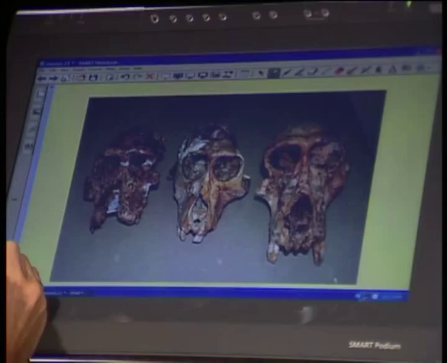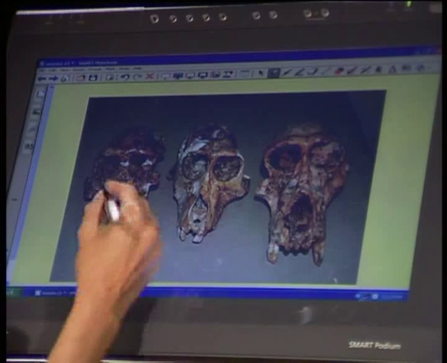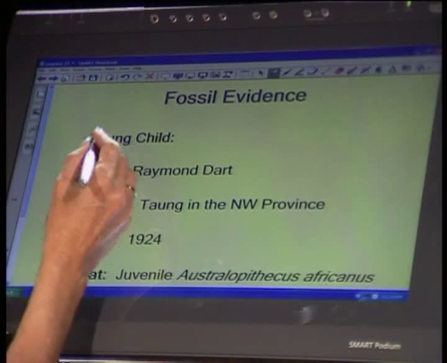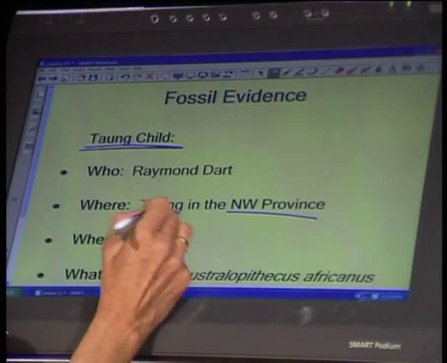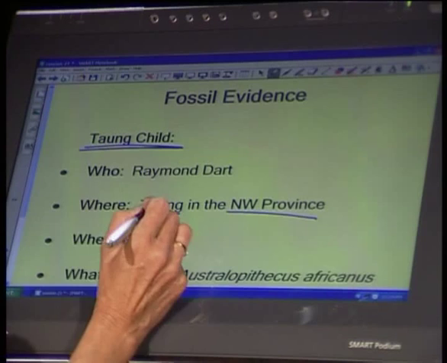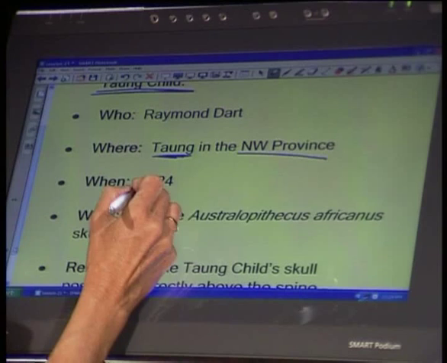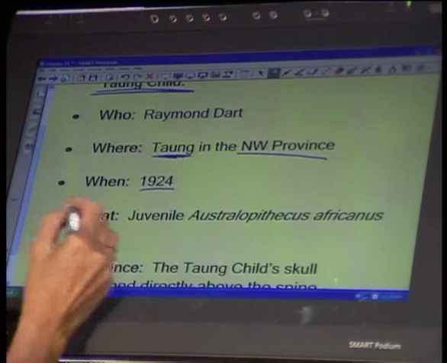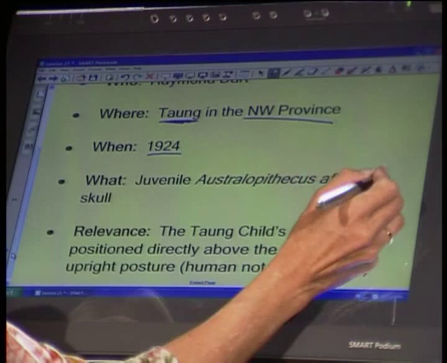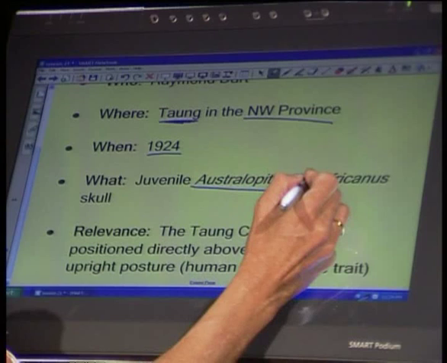Okay, here are just pictures of the different types of skeletons that have been dug up in archaeological findings. The first one you need to know is the Taung Child. The Taung Child was found by Raymond Dart in the Northwest Province, and that's why it's called the Taung Child, because it was found near a little town called Taung. This was in 1924. You don't have to worry so much about the dates, but you must know what the fossil is and who found it. It was a juvenile Australopithecus africanus skull. There are quite a lot of different Australopithecines, but this one was specifically africanus.